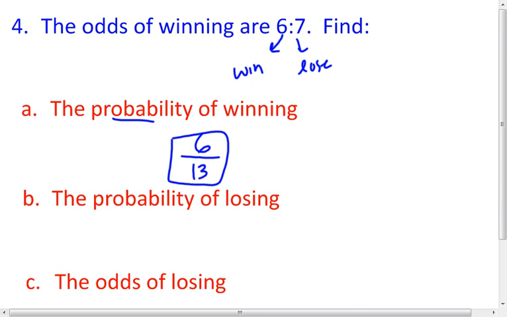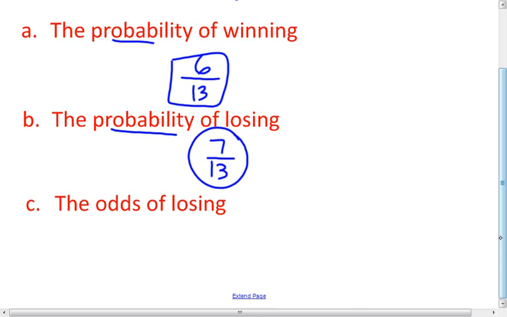Okay? The probability of losing would be there are 7 times you're going to lose. Again, this is probability, so you want total number of outcomes on the bottom. There will be 7 times you lose for every 13 total outcomes. Okay? And then the odds of losing, so when you do odds, you'll go lose to win. Okay? And you will lose 7 times and win 6.